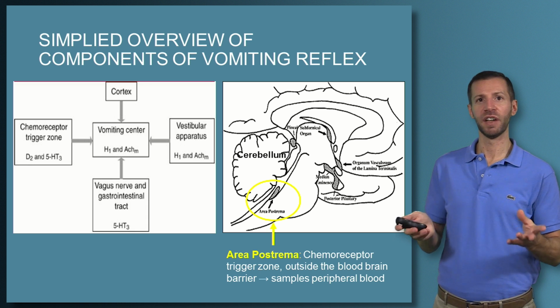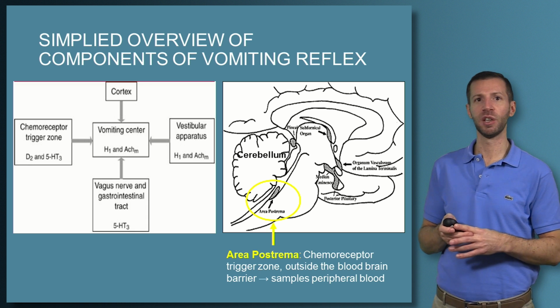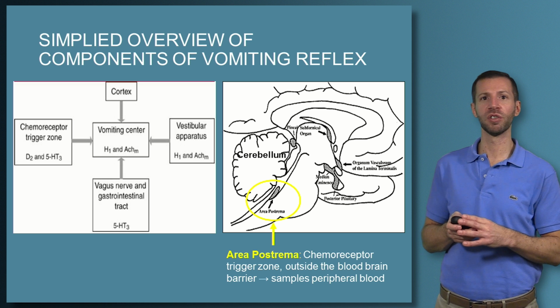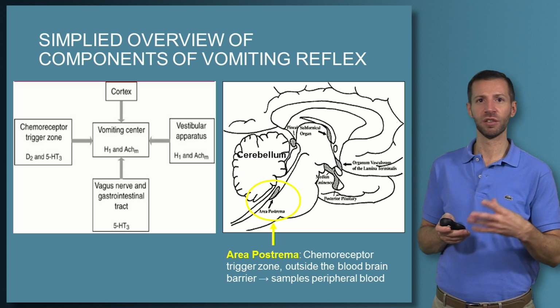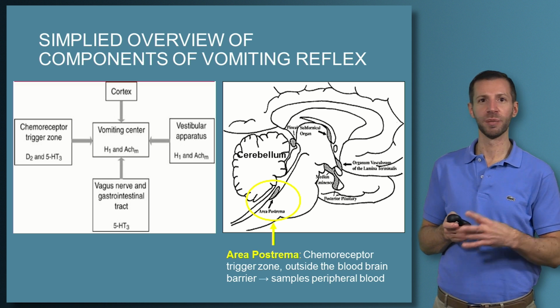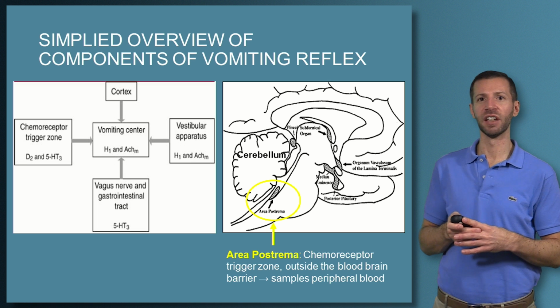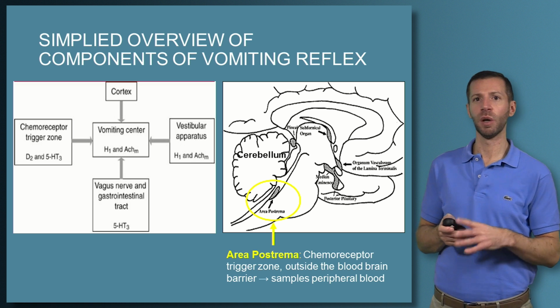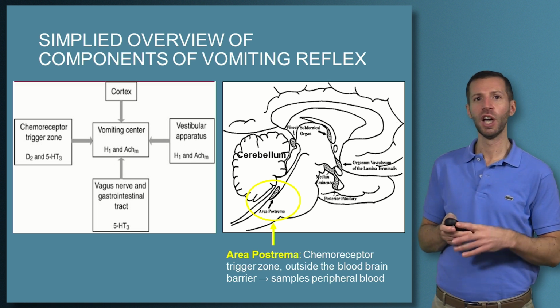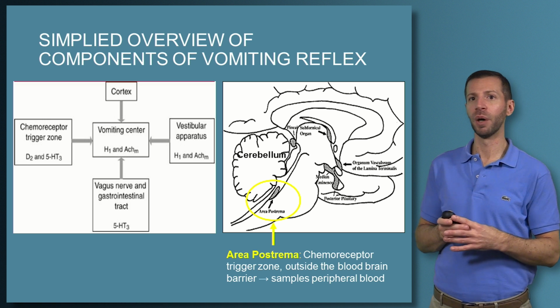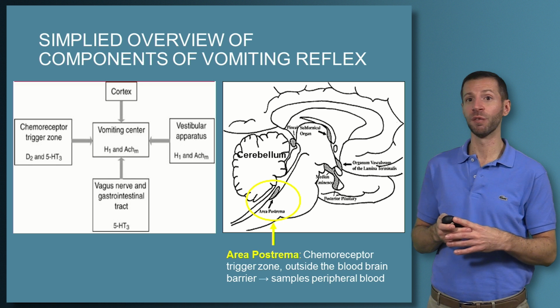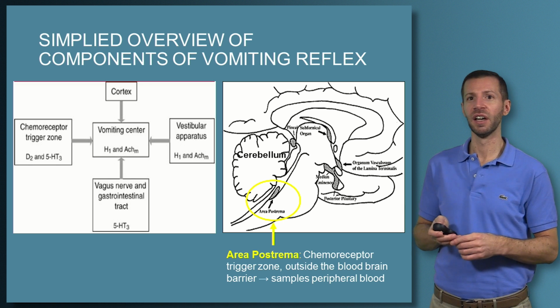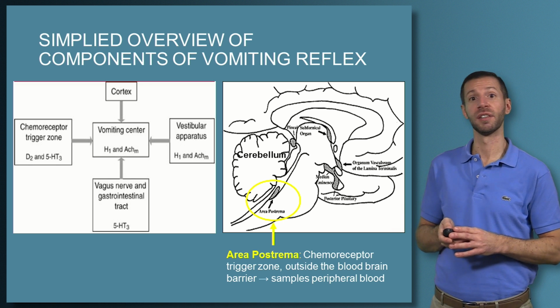But then you have inputs, which can be from the cortex, from the vestibular apparatus, from the chemoreceptor trigger zone, and from various sort of visceral stimulation, such as from the gastrointestinal tract, via the vagus nerve. And on the right, you just see a representation of the area postrema, which is where the chemoreceptor trigger zone is located. And this is outside the blood-brain barrier, so it's able to sense things that come from the blood, such as various metabolic abnormalities or drugs.